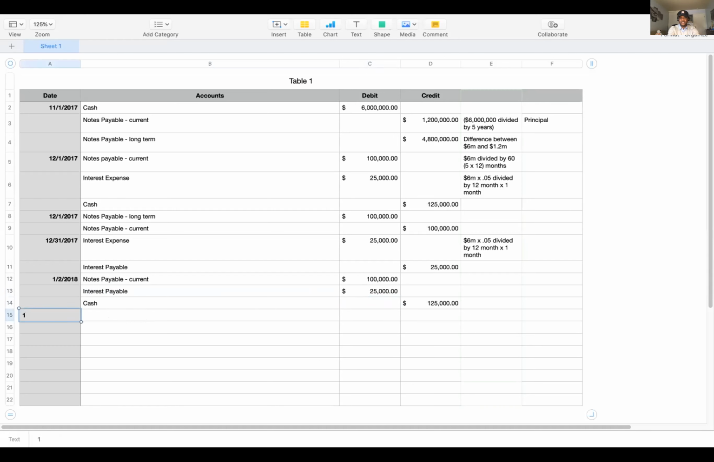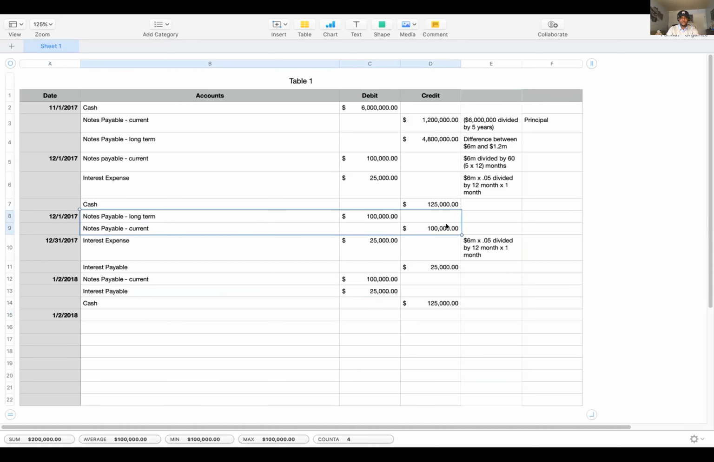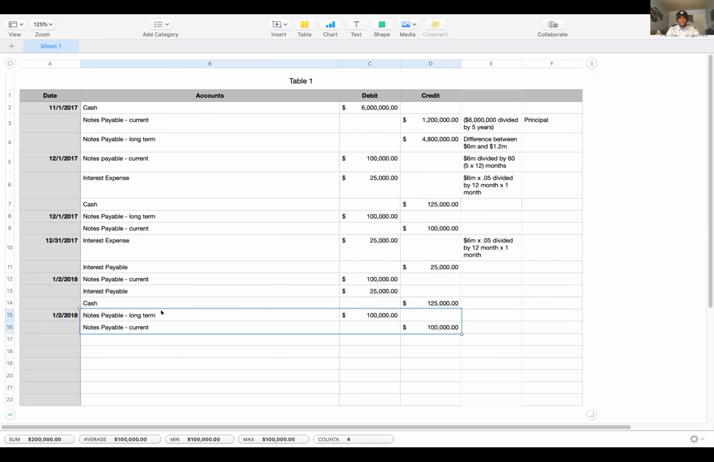Other thing that we do on 1/2/2018 is we reclass or move money from current to long-term. So the same journal entry we did right here, we do that same journal entry again right here. And you said we do that because you always want to keep your notes payable current at 1.2 million. Yes.